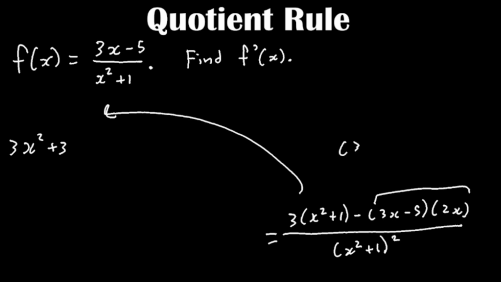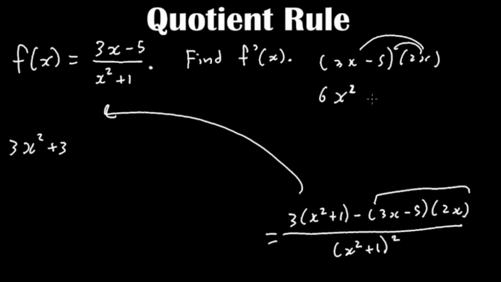So, 3x minus 5 times 2x. Let's distribute that 2x to both of those. So that's 6, because 3 times 2, x squared. And then 5 times 2, x. Well, minus 5 times 2x, that's minus 10x.